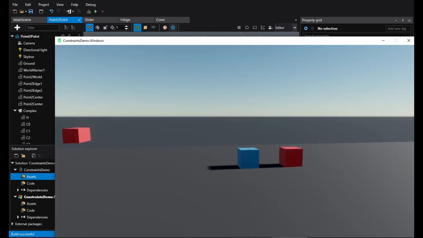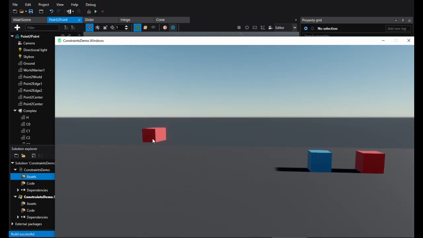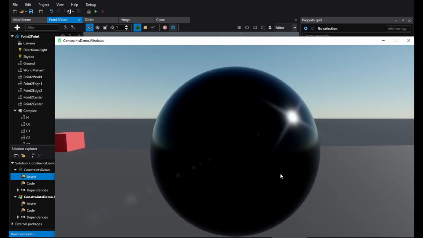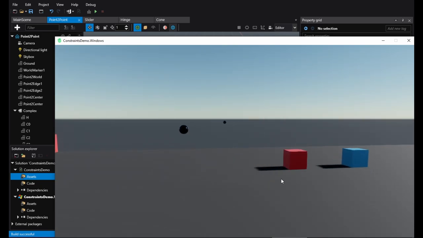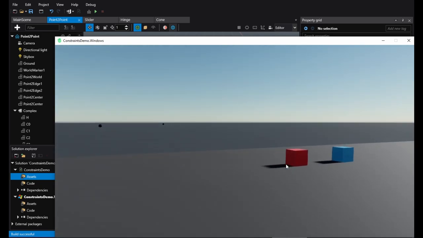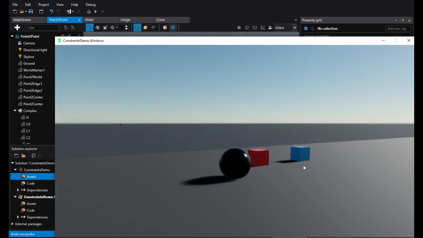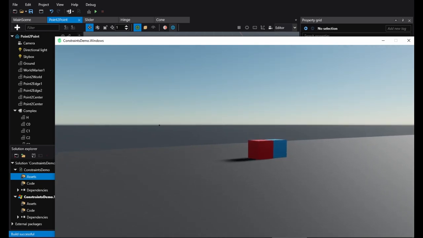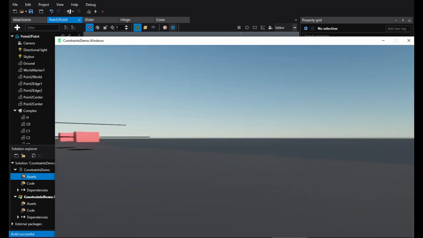Here we have one connected to the world, and those two objects are connected to each other. Again, if I do some movement, you can see there's a degree of freedom within the slider limit, but if it's crossed, the objects will move each other. And I have disabled collision between them.